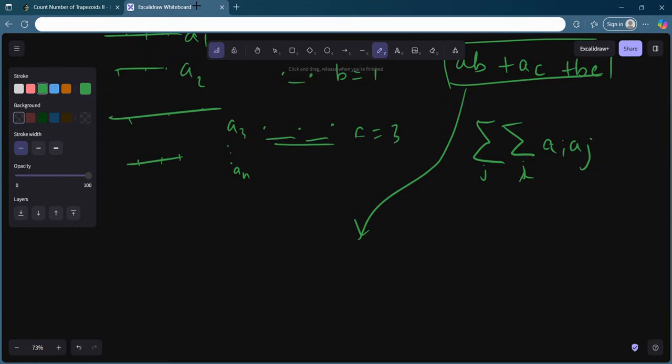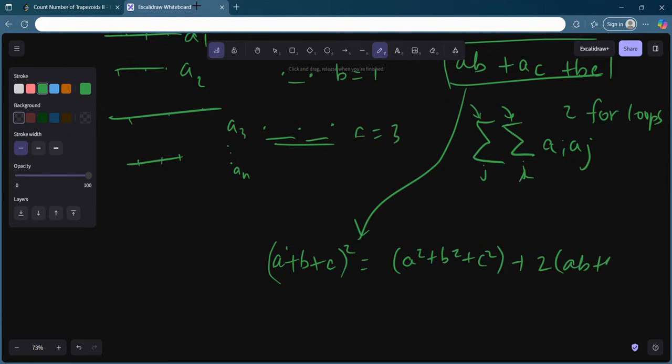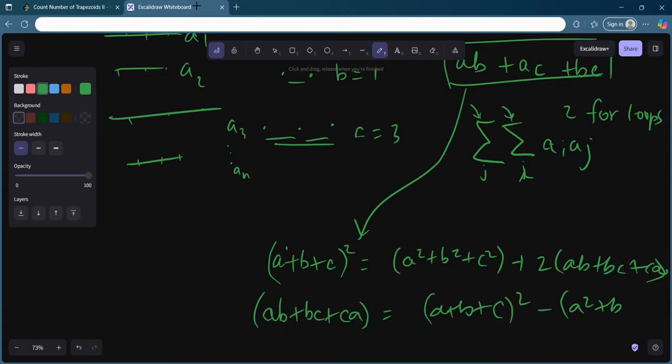See, first of all, this requires two for loops, but you can optimize it. There is a double summation, right, so it uses two for loops. But if you try to reduce it to one, you can write A plus B plus C whole square, which is A square plus B square plus C square plus 2 into AB plus BC plus CA. So AB plus BC plus CA is nothing but A plus B plus C whole square minus A square plus B square plus C square, whole divided by 2. You can write it in this way, right.